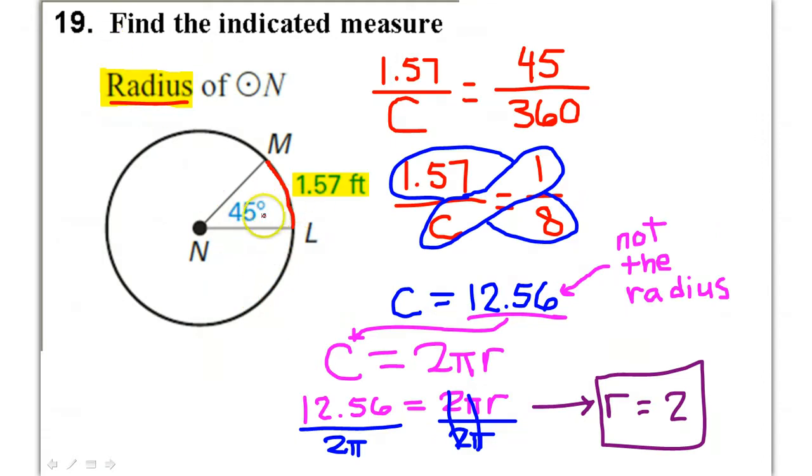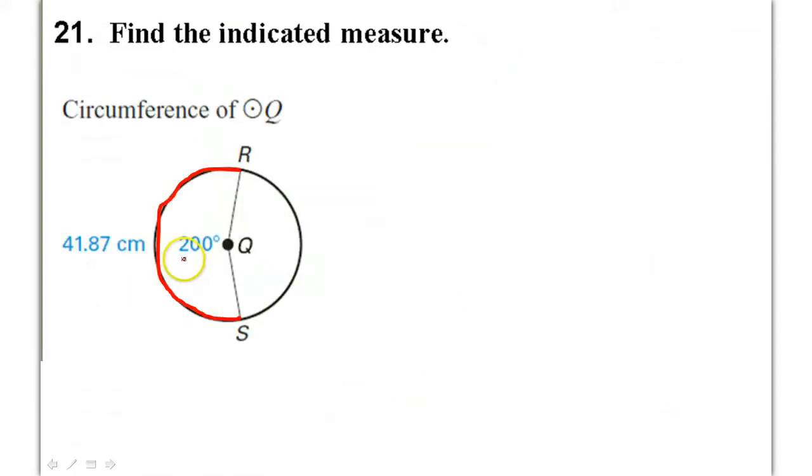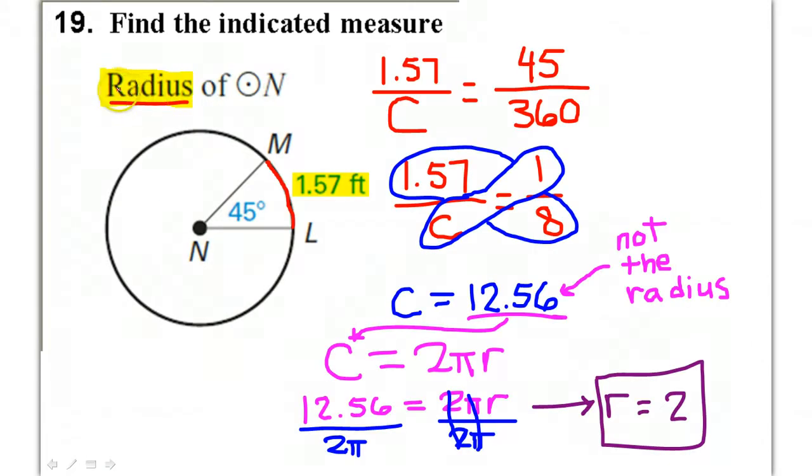Notice on number 19 we're given the arc length and the degrees. On this problem we're given the arc length and the degrees. The only difference between the two is what we are being asked to find. In problem number 21 we're being asked to find the circumference. In problem number 19 we were asked to find the radius.